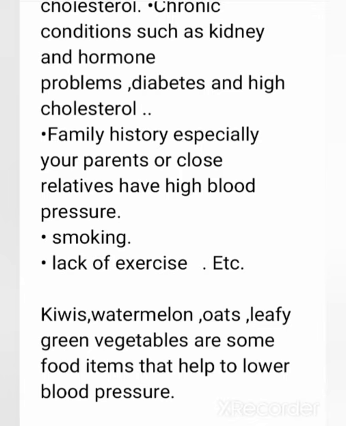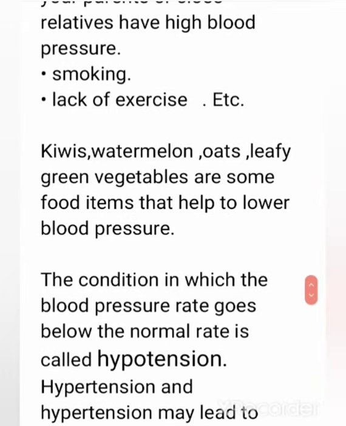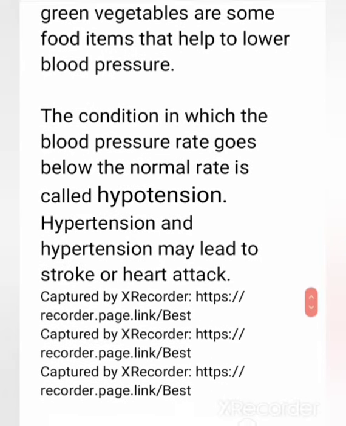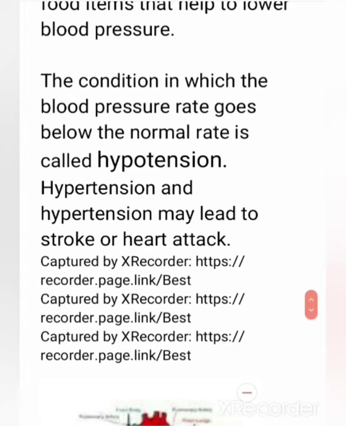Some food items help to control hypertension: kiwis, watermelon, oats and leafy green vegetables help to lower blood pressure. The condition in which the blood pressure rate goes below the normal rate is called hypotension. Hypertension and hypotension may lead to stroke or heart attack.